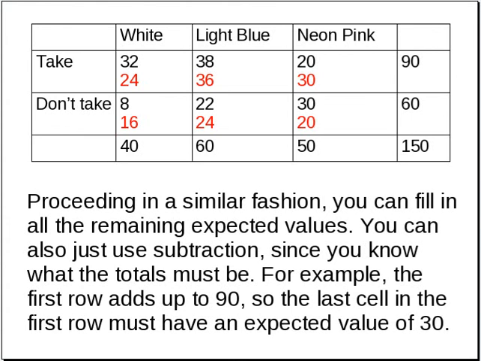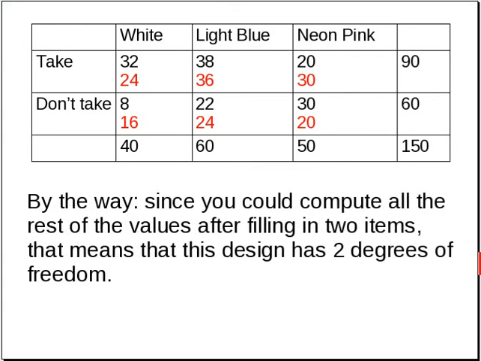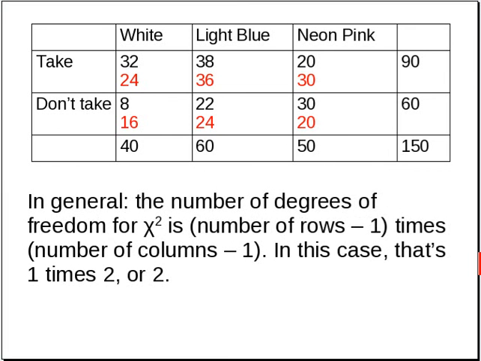You could also just use subtraction since you know what the totals have to be. For example, the first row adds up to 90, and we already have calculated 24 plus 36, which comes out to 60. Therefore, we know that this last cell must have a 30 in it. In fact, you could compute all the rest of the values after you fill in those first 2 items, and that means that this design has 2 degrees of freedom. In general, the number of degrees of freedom for chi-squared is the number of rows minus 1 times the number of columns minus 1. And in this case, that's 1 times 2, or 2 degrees of freedom.